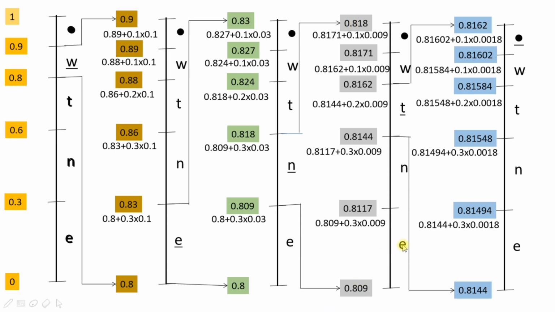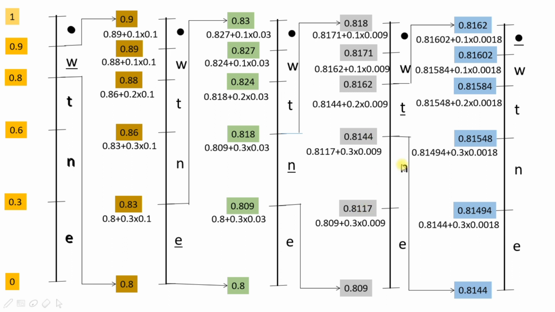So now the upper bound for E is given by 0.809. So 0.809 is this value, and 0.3 is the probability of E, and 0.009 is the interval which we are going to divide. So here this is the interval which we are dividing. Therefore this interval will be 0.818 to 0.809. So this difference will be 0.009. So now when you do the calculation, that is 0.809 plus 0.3 into 0.009, that will give you 0.8117.